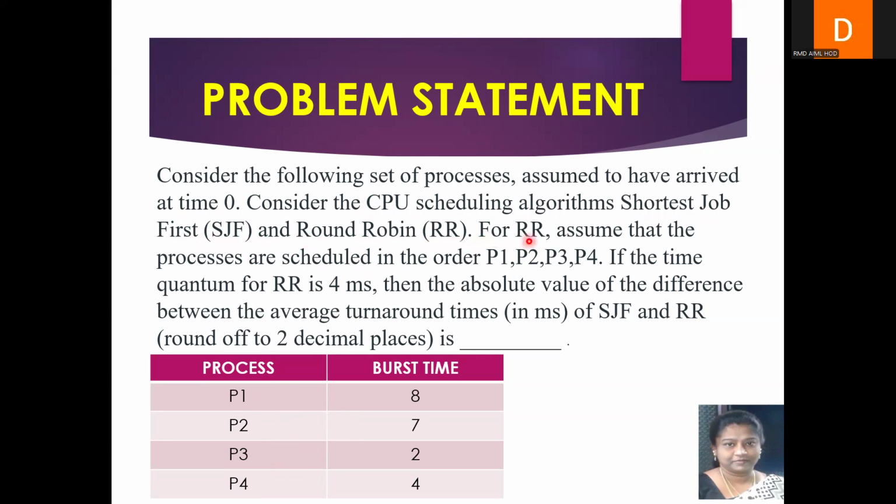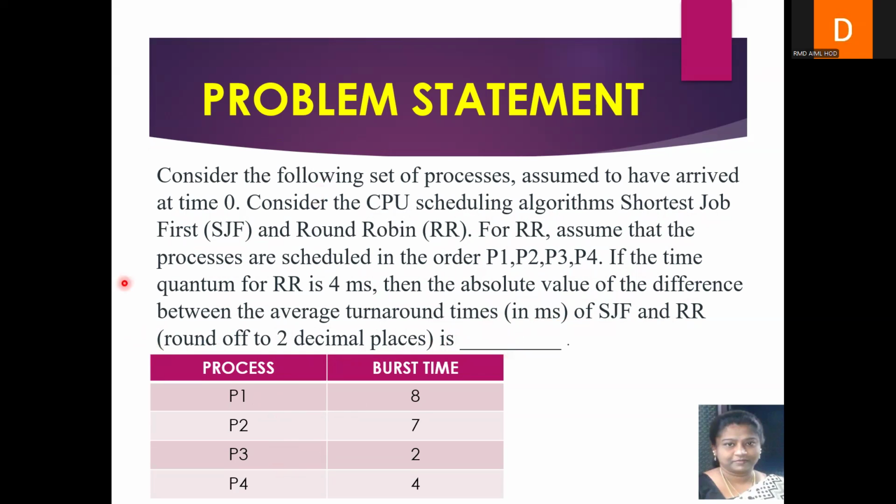For round robin, we have been asked to assume that the processes are scheduled in the order P1, P2, P3, P4. If the time quantum for round robin is given as 4 milliseconds, then the absolute value of the difference between the average turnaround times in milliseconds of SJF and RR rounded off to 2 decimal places is. We have to find this.